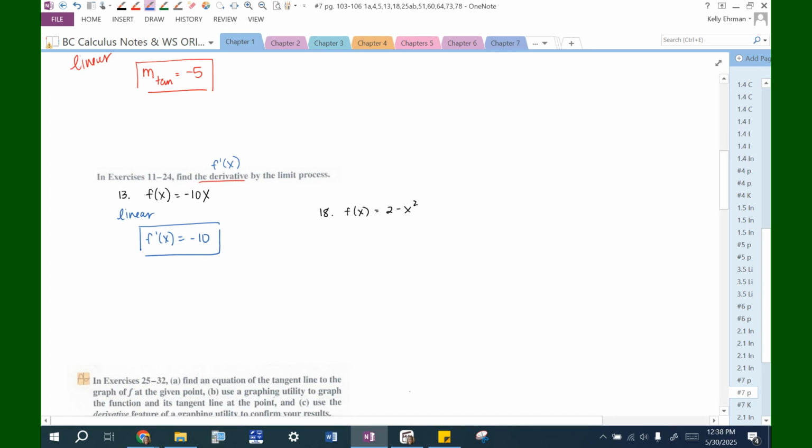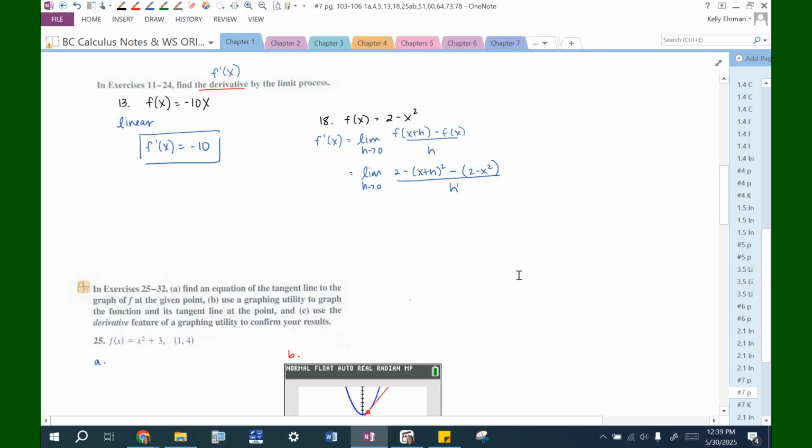Now, number 18 is quadratic, so I do need to do the limit process here. So f prime of x is equal to the limit as h approaches 0 of our difference quotient, which is, let me just put it in my generic formula first, f of x plus h minus f of x all over h. So let's plug stuff into that. So remember not to drop your limit notation until the very last step. So find f of x plus h. That's 2 minus the quantity x plus h squared, minus the quantity 2 minus x squared. All of this is over h.